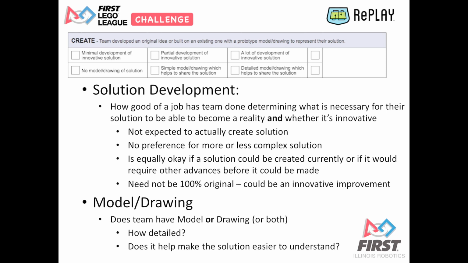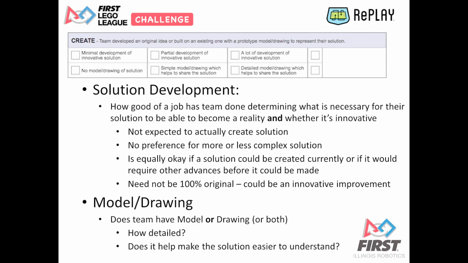Judges are not expecting teams to actually create their solution and are not giving preference to teams that create a more or less complex solution. Also, it is equally valid for a solution to be something that could be created today, or if it would require additional technological advances before it could exist. What judges really want to understand is the depth to which the team has learned what will be involved in making their solution.